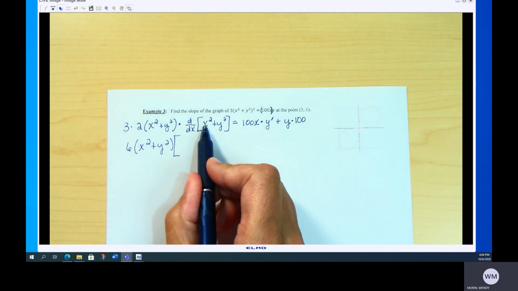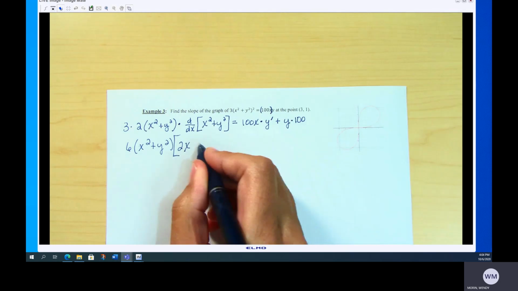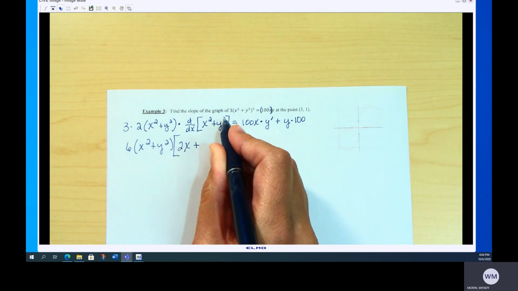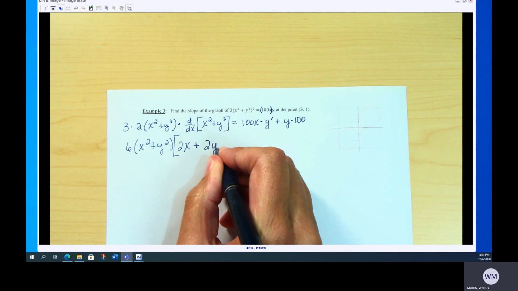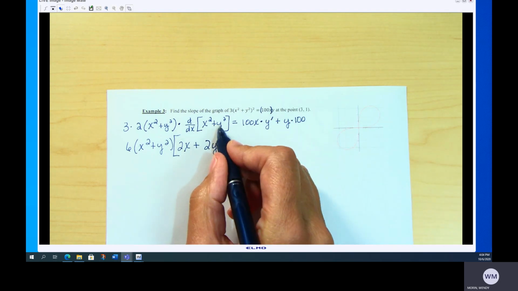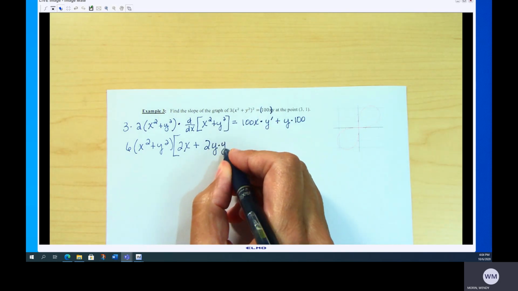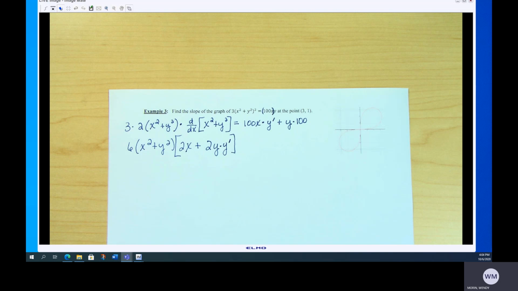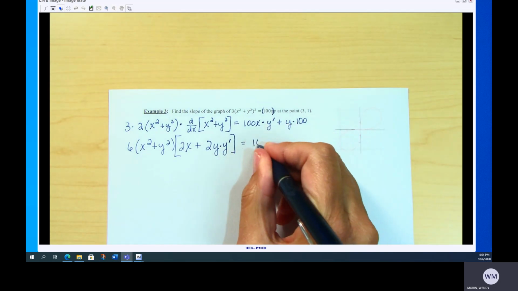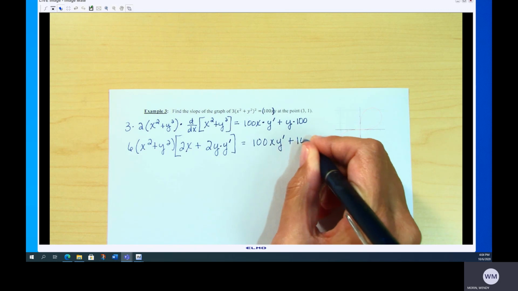Okay, the derivative of x squared is 2x. The derivative of U squared is 2U, again, something other than x, we're going to call it U, times the derivative of our U. And then over here, it's 100x y prime plus 100y.